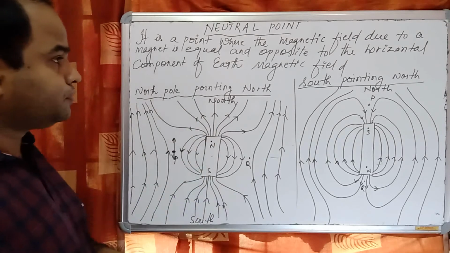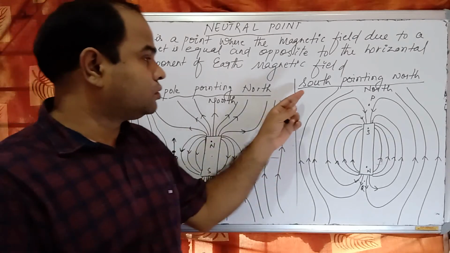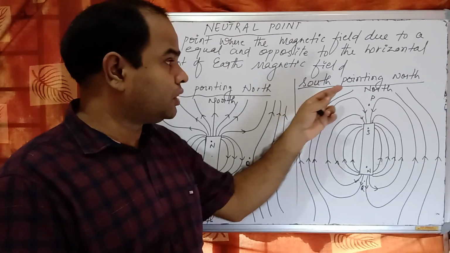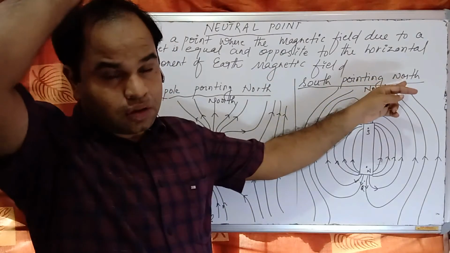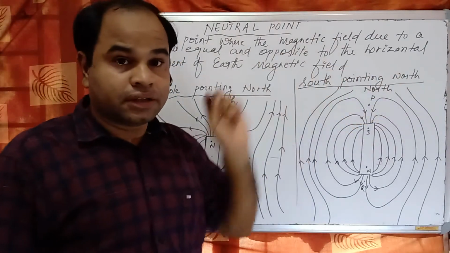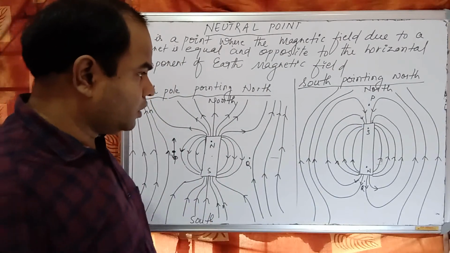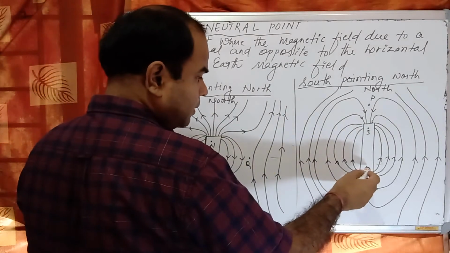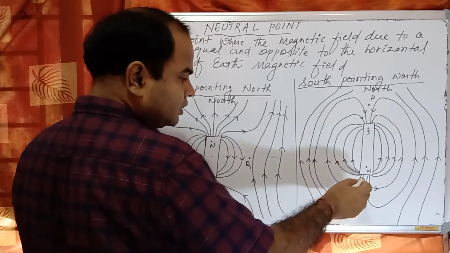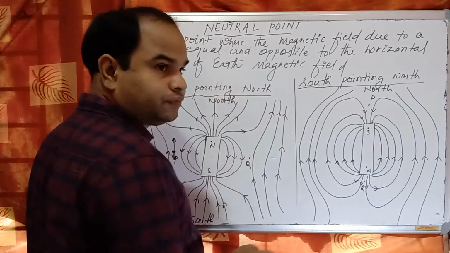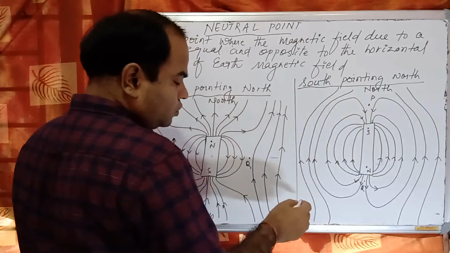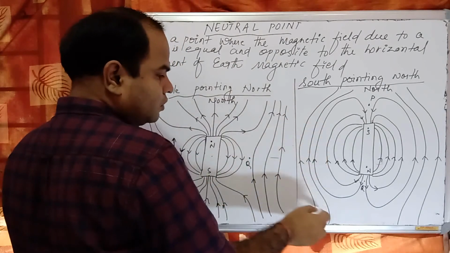Next is case 2: the south pole of the Earth magnet pointing to the north of this bar magnet. If you see the bar magnet's field lines, they go from north to south outside. For the Earth magnet, it is from south through north.